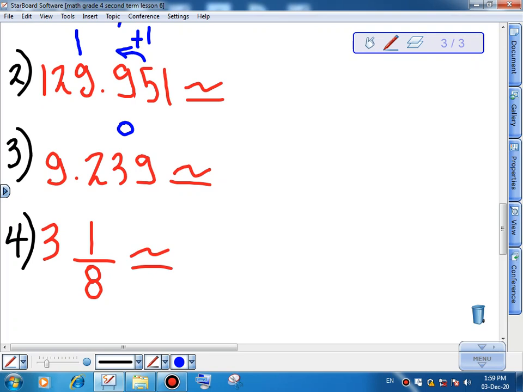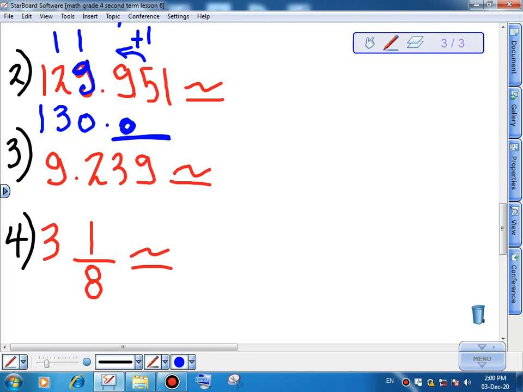Again, 5 is the strong number, so add 1 to 9. 1 plus 9 equals 10. We will not write all of the 10. Just write the first digit, which is 0, and carry up 1 to the next digit, which is 9. 1 plus 9 equals another 10, write 0 and carry up 1. 1 plus 2 equals 3, and the 1 goes as it is. The decimal point will be here. We have nothing, it's 0 in the decimal part.